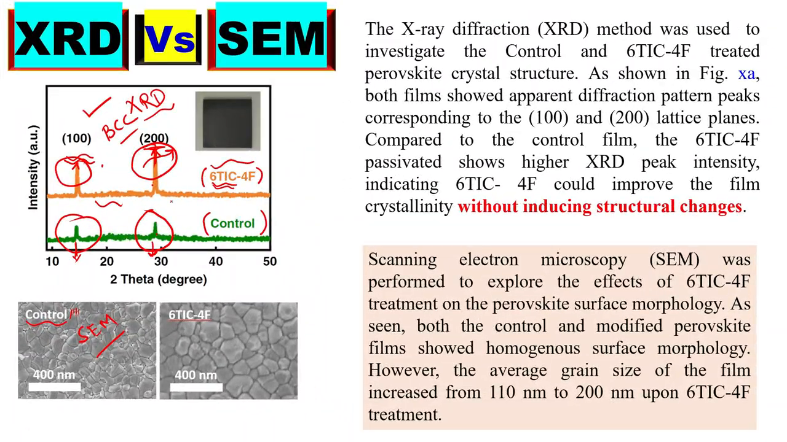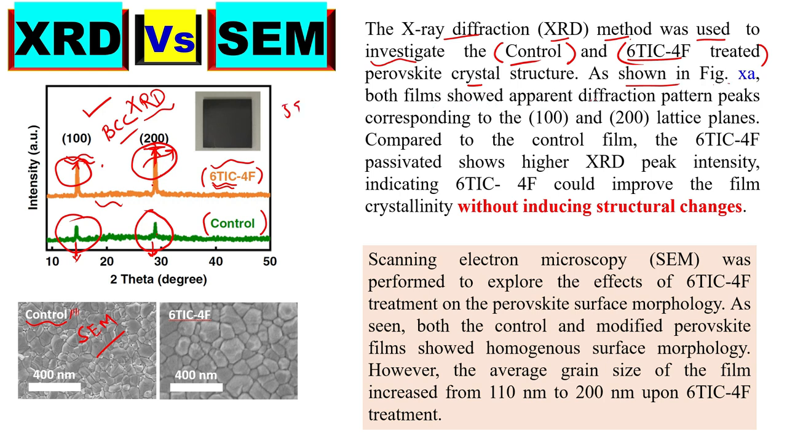Let's see how to write about this XRD in the research paper. So you can write: the XRD analysis was conducted to investigate, or to explore, the control and this treated perovskite crystal structure. You can replace this according to your samples. It is shown in Figure XA. This may be 5A or 2A.